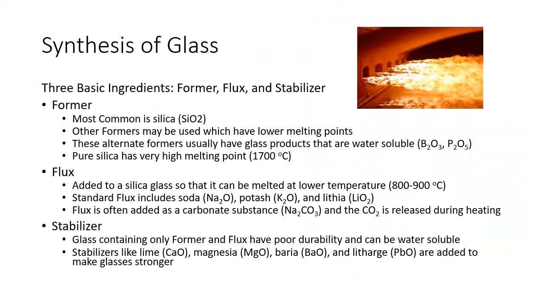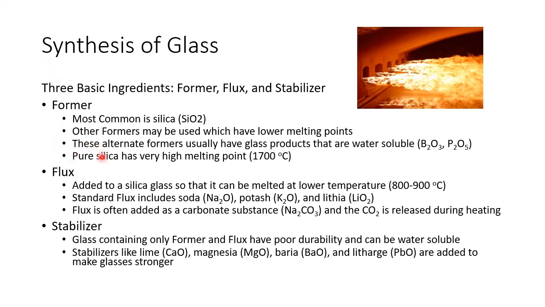So we know the basic ingredients of glass. Let's look a little bit more into what these ingredients do. There are three basic types of ingredient. There's a former, a flux, and a stabilizer. The former, in our case most commonly, is silica oxide. This produces most of the glass we know today. Other formers can be used, such as boron oxide or phosphorus oxide, but these glasses usually are water soluble.